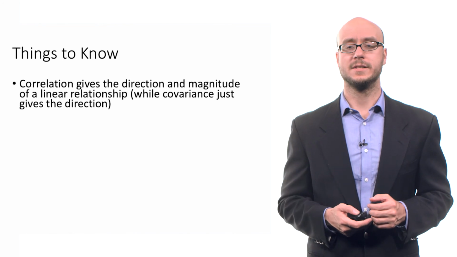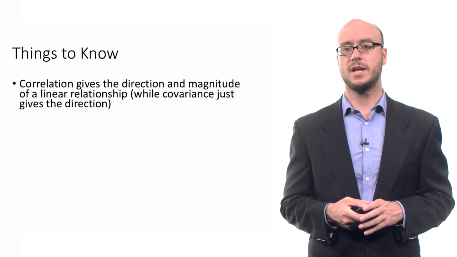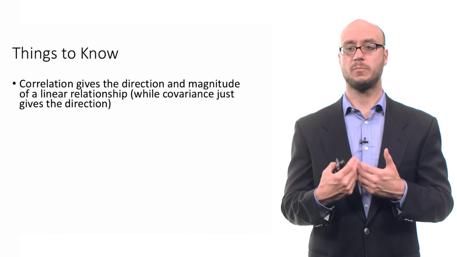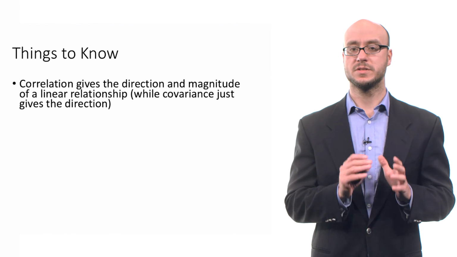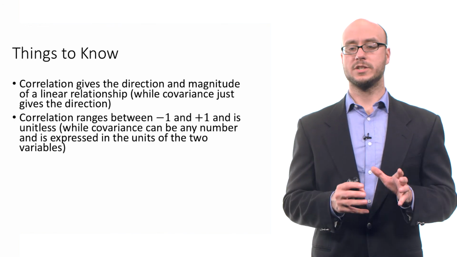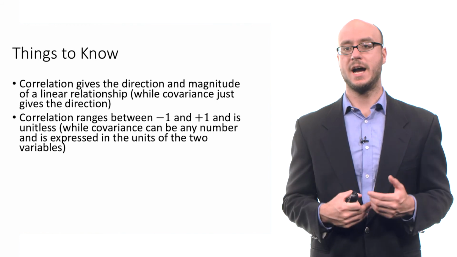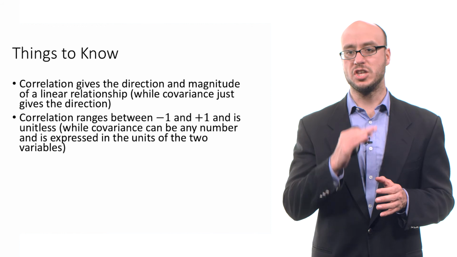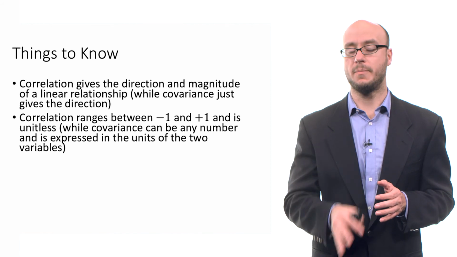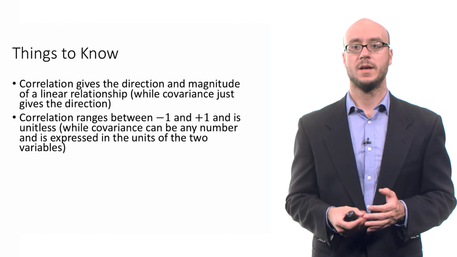So, things to know for this part of this week's lecture. Correlation gives us the direction and strength, or magnitude, of a linear pattern in a set of data. In contrast, covariance just gives the direction. Correlation ranges between -1 and +1. That's because when we divide the covariance by the standard deviation of x times the standard deviation of y, the units of covariance drop out. And then we have correlation, which is unitless.